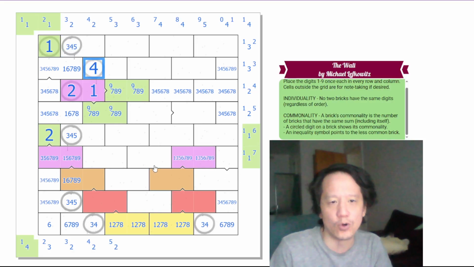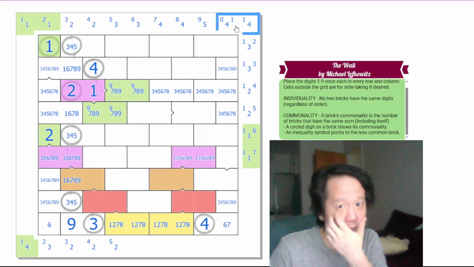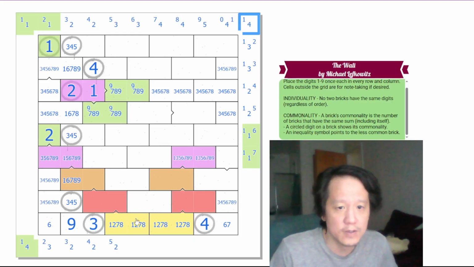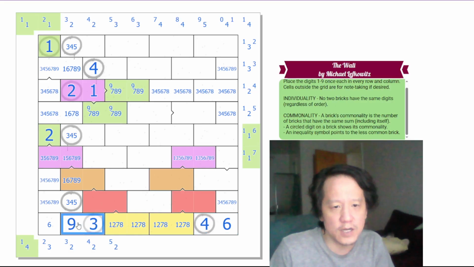This is 4. That makes this 3. So this is 3, 9. That makes this 4. 4 has to be with 6 or 7 to add up to 10 or 11. And it cannot be 7, so this must be 4 and 6. So this is commonality 3. So that's orange. Commonality 4, which is red.